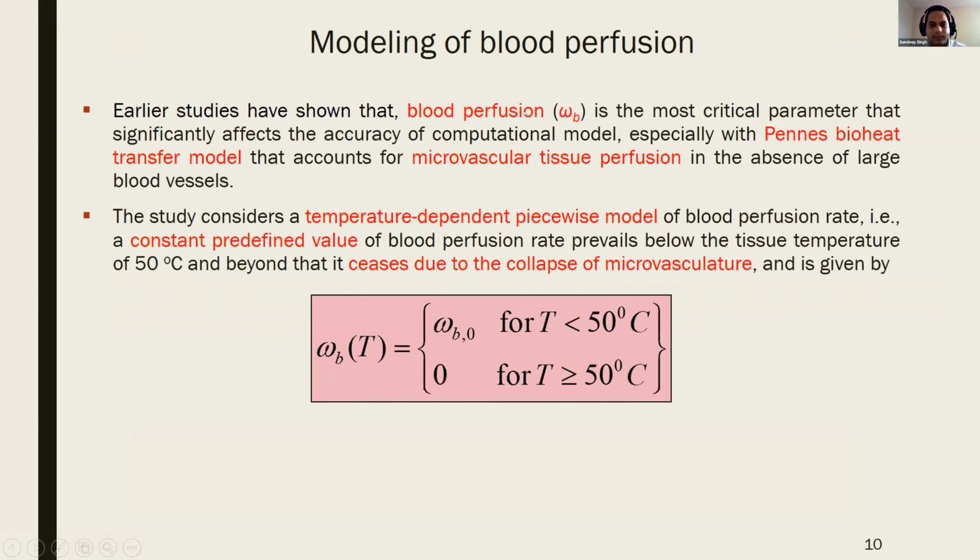Again, we have modeled the blood perfusion as a temperature dependent piecewise parameter, where there is a constant value of blood perfusion rate below 50 degrees Celsius, which we have assumed as a critical threshold where the ablation volume has been quantified, and it will be zero beyond this temperature due to damage to all the microvasculature present within the cardiac tissue.